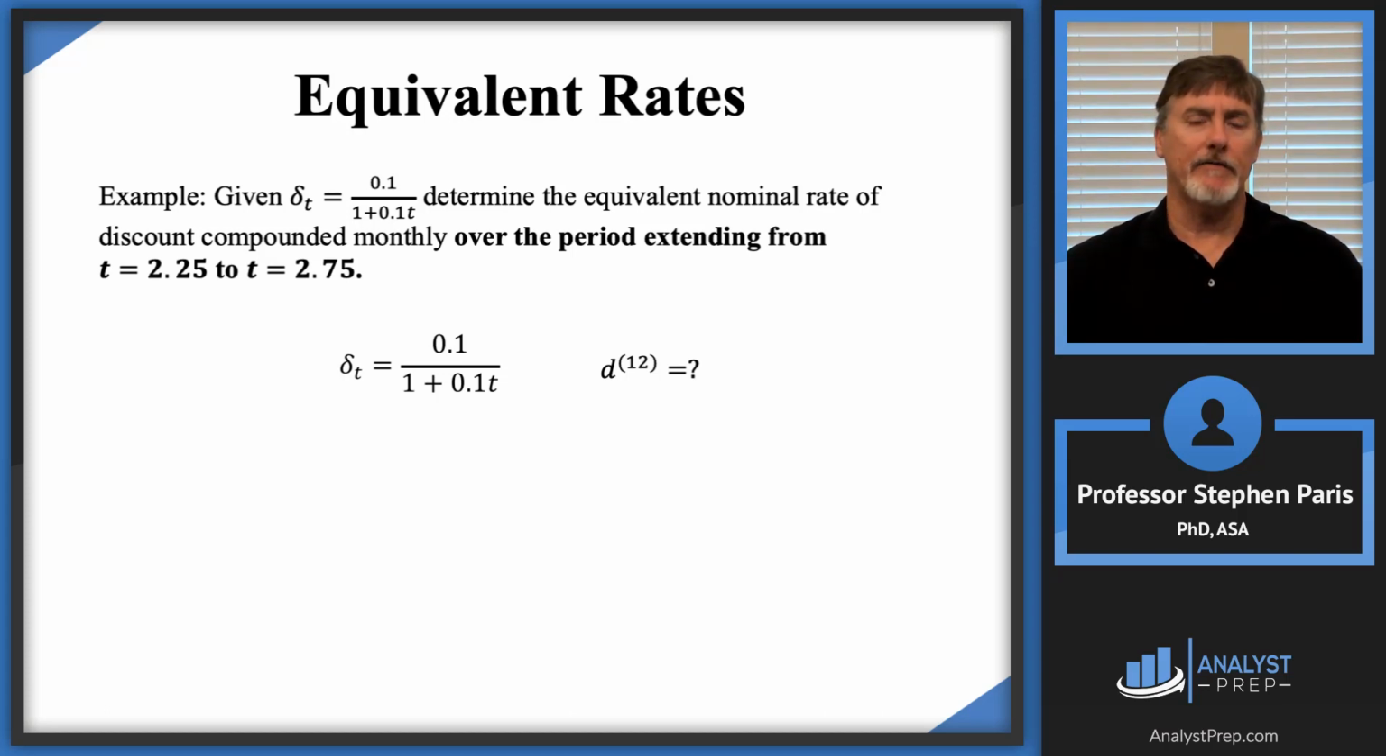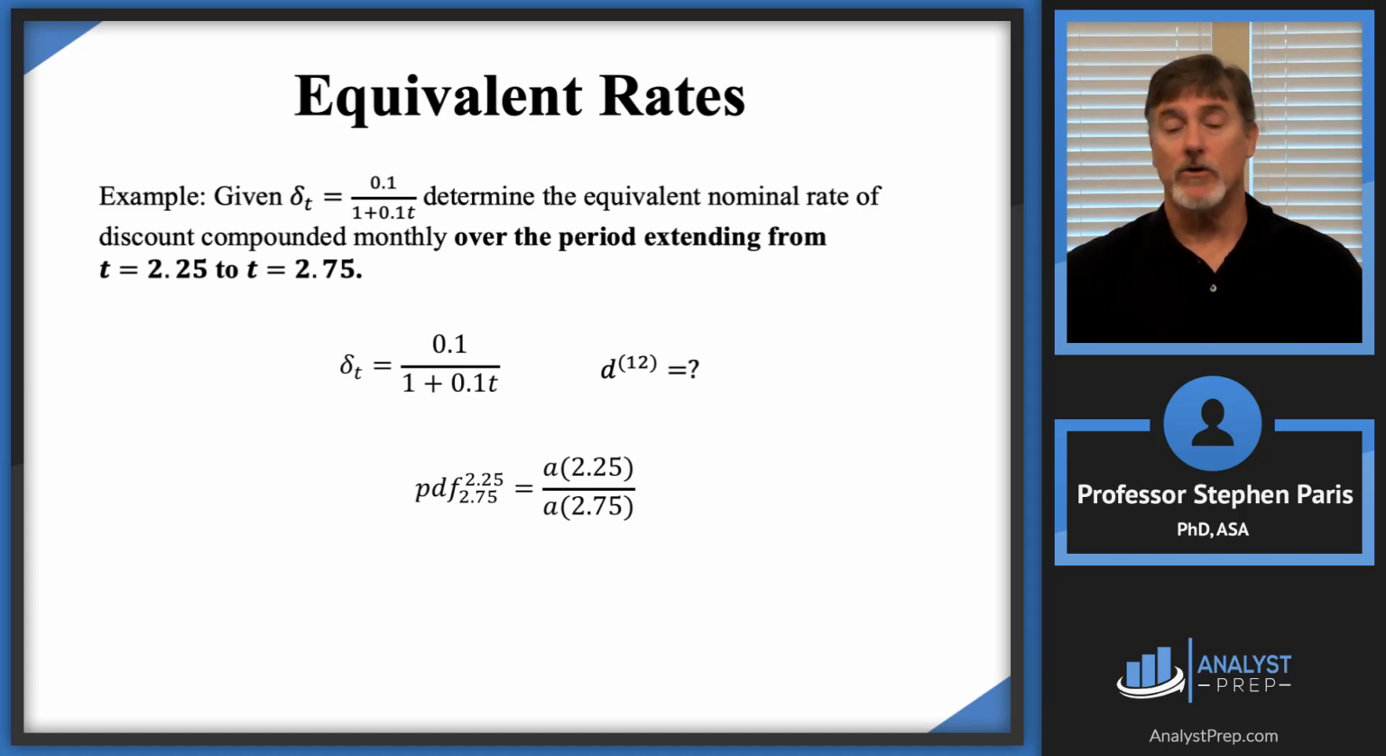Now, in this case we're seeking a value of d upper 12. d is a discount rate. It's a nominal rate, but it's a discount rate. Generally, it's more efficient if you're seeking a discount rate to use discount factors. If you're seeking an interest rate, then use accumulation factors. I'm seeking a discount rate, d upper 12 here, so I'm going to look at the periodic discount factor over this period. And the periodic discount factor over the period from 2.75 back to time 2.25 is this ratio of accumulation functions. So I need to know what the accumulation functions are in the different situations.